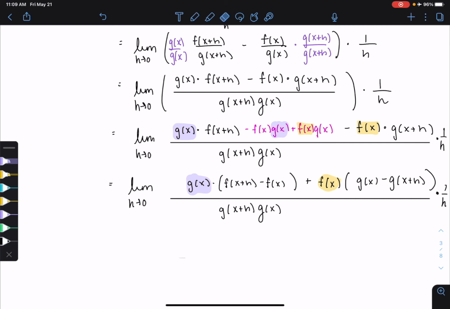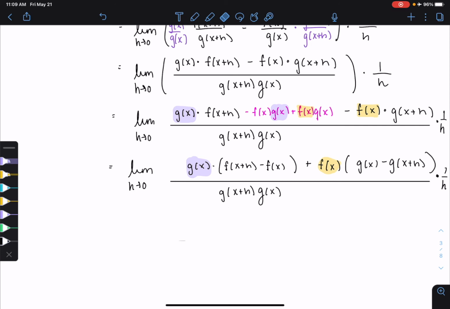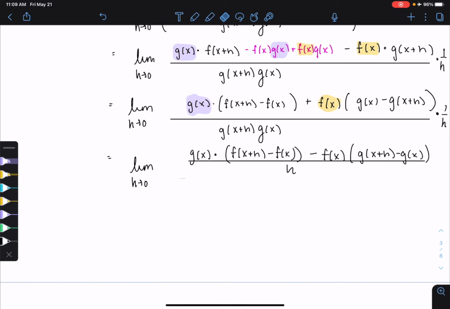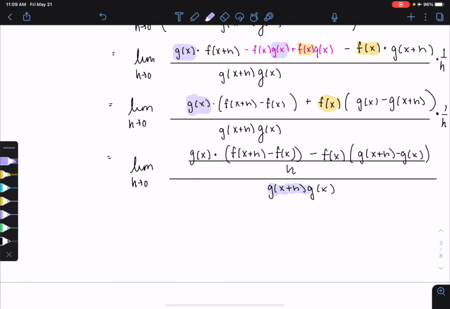And now I'm going to rearrange again. If I'm timesing by 1 over h, you could put the h down here in the denominator, or you can make this numerator completely over h. And so that's the one I'm going to do. This is the limit as h goes to 0. We've got that numerator divided by h, and that whole thing is divided by this g of x plus h times g of x. So you can see in the limit, this is going to go to g of x times g of x. It's going to be g of x squared. Okay.